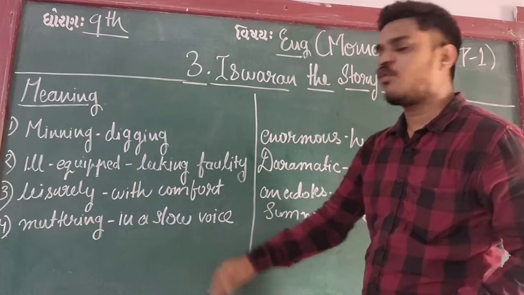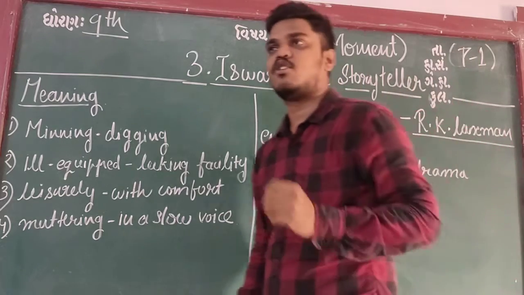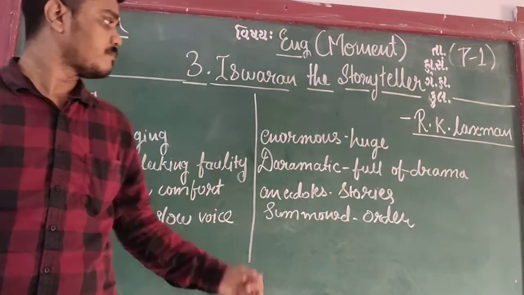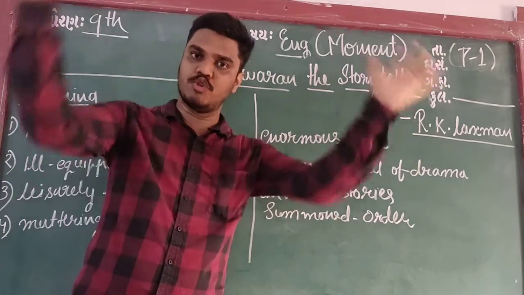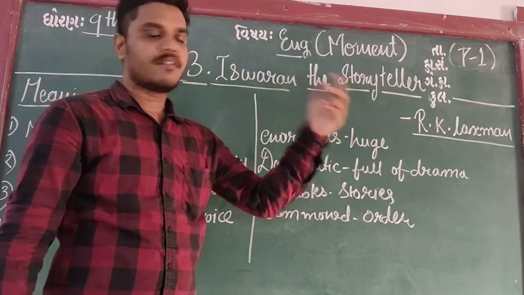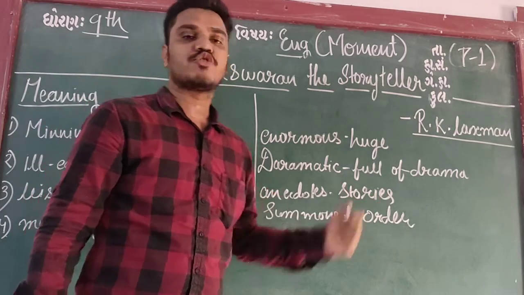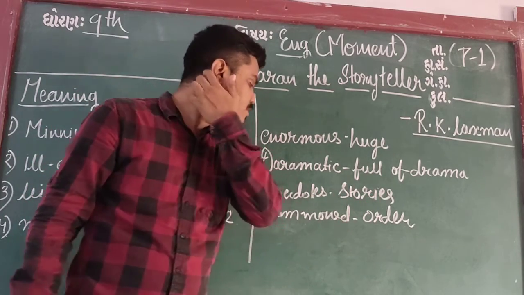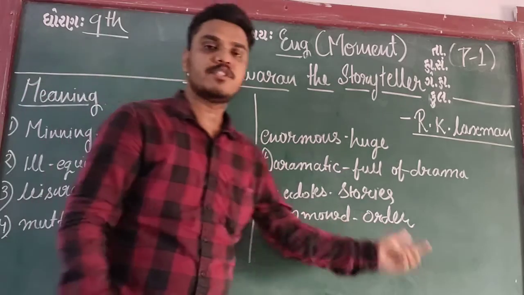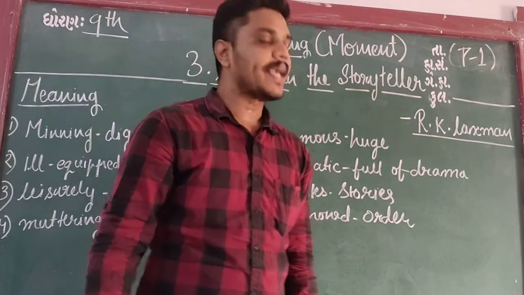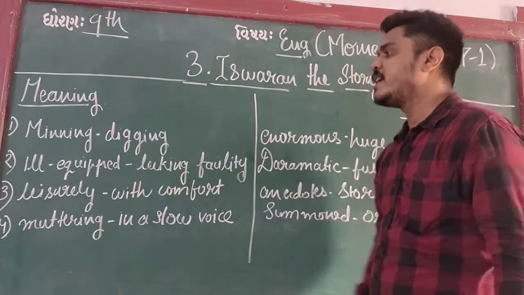Muttering. Muttering is a slow voice like murmuring. We can also use this word murmuring. Enormous means huge. Dramatic is full of drama, simple. Anecdotes means stories. Summon means order. So, here I have written all the important meanings.